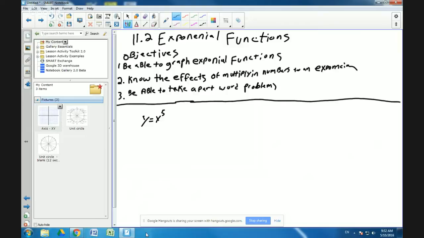These have a base of x, which is any real number, and an exponent of 5. Exponentials, on the other hand, are going to follow the form y equals b^x, where b is any positive real number and x is an exponent. So let's go over an example.